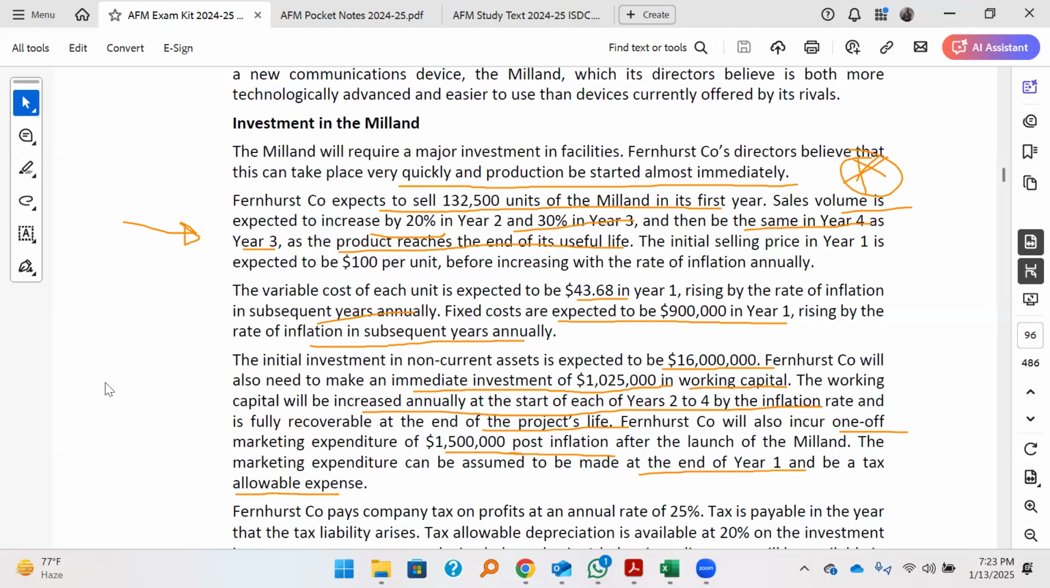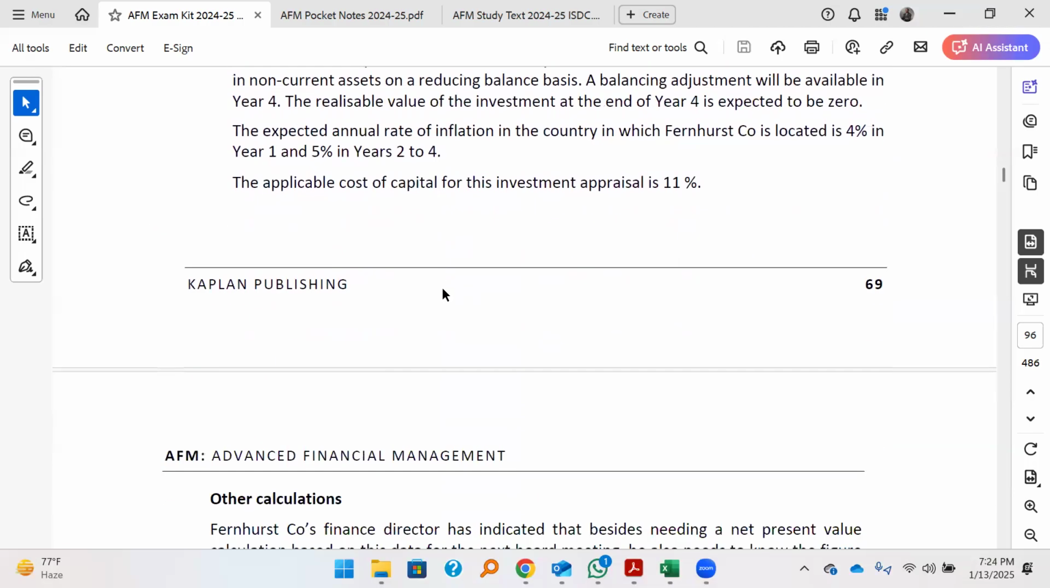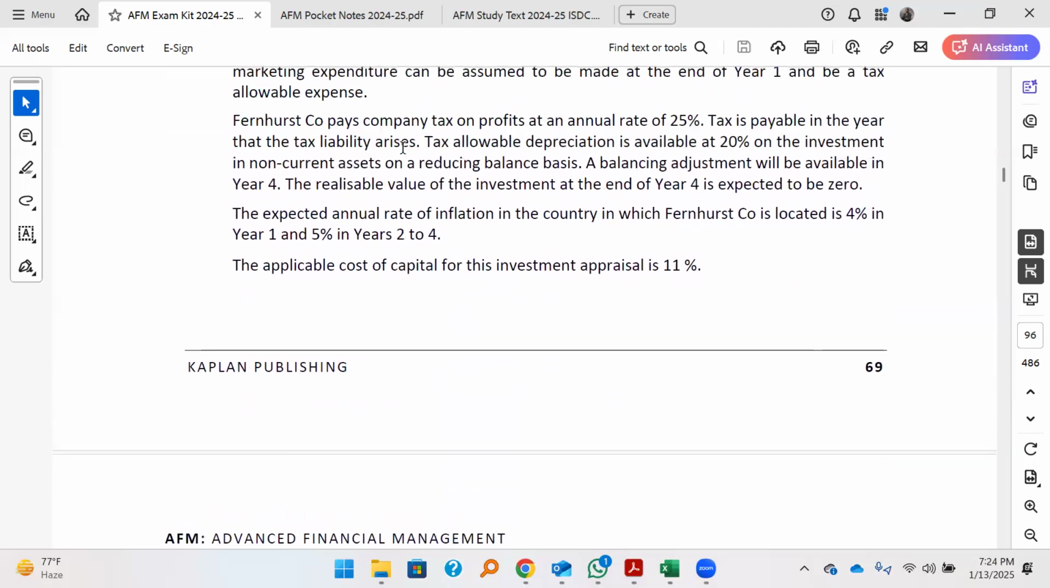Then from there, the tax that Fernhurst pays is 25%. It's payable in the year that the tax liability arises. Depreciation is 20% on investment in non-current assets on a reducing balance basis. And the balancing adjustment will be available in year 4. So, realizable value of the investment at the end of year 4 is expected to be 0.